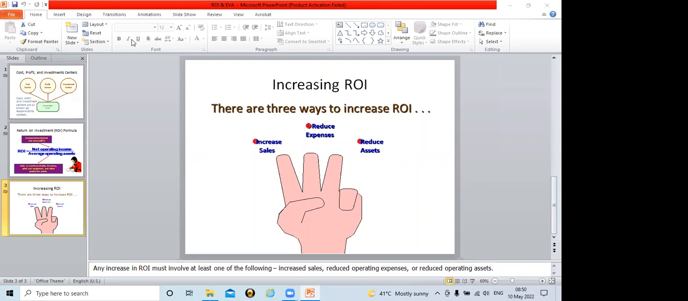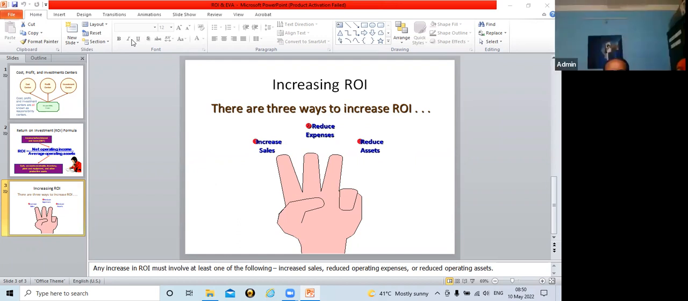So may I know what are the three ways to increase ROI? Just now we have learned the importance of ROI and the formula of ROI. Now, as I gave the caselet, if you are appointed as a manager and your company's ROI is going down every year, and you have been given the task to increase ROI, what are the three ways to increase ROI?